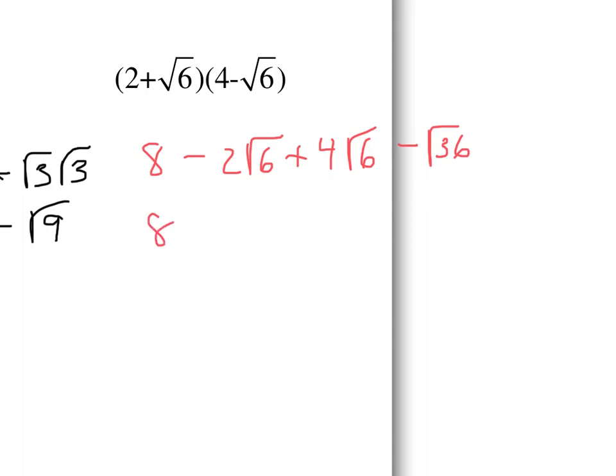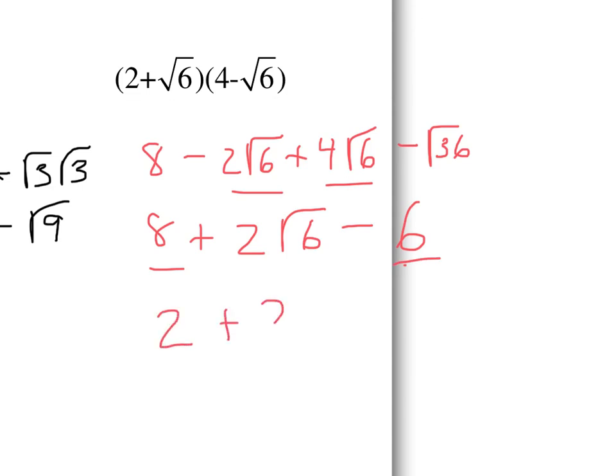So we have 8. These guys are like terms. 2 of them plus minus 2 of them plus 4 of them. That gives us 2 square root of 6. Minus the square root of 36 is 6. These are like terms. 8 minus 6 is 2 plus 2 square root of 6. And that's our final answer. We can't combine those. One has a radical, one does not. That's all for section 6.4.